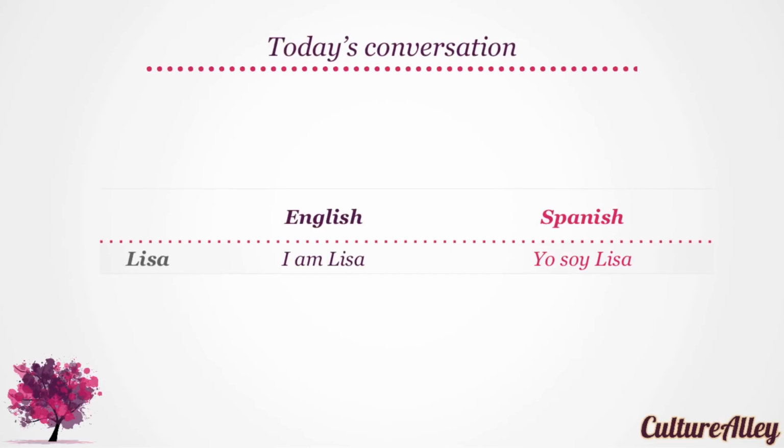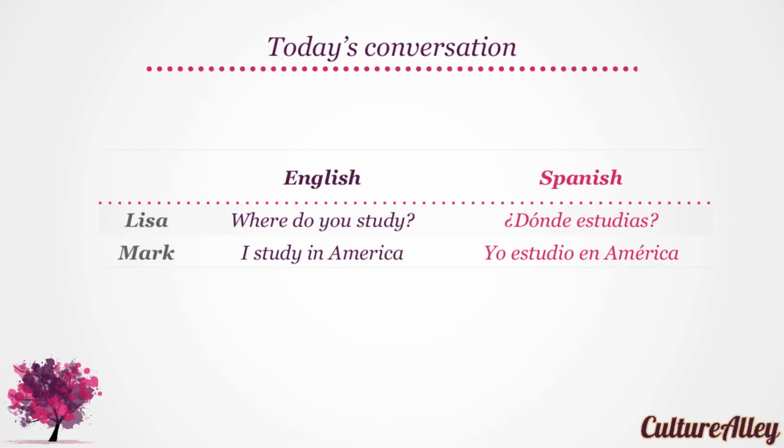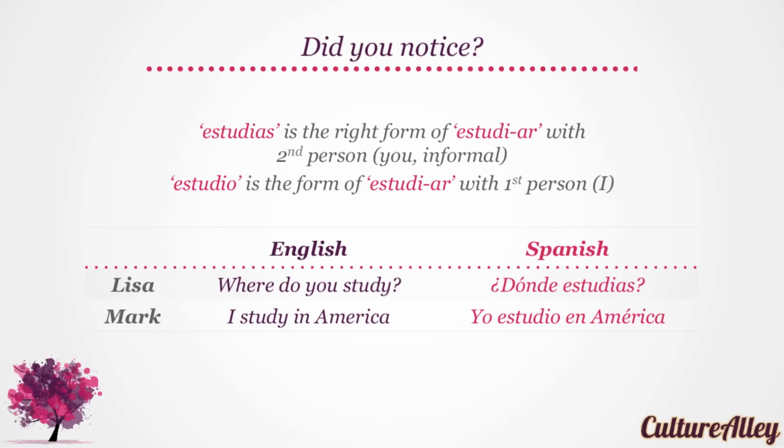As we know, I am Lisa is yo soy Lisa. Now let's look at where do you study, which translates to ¿Dónde estudias? In response, I study in America becomes yo estudio en América. Did you notice that estudias is the right form of estudiar with second person, that is the informal form of you? Estudio is the form of estudiar with first person or I. Hence, where do you study translates to ¿Dónde estudias? And I study in America becomes yo estudio en América.